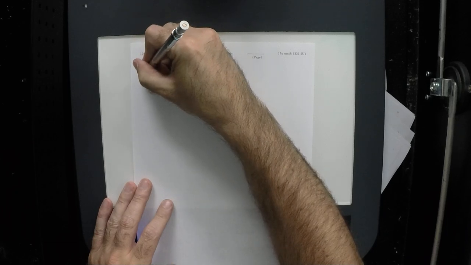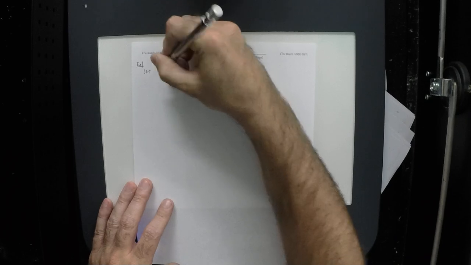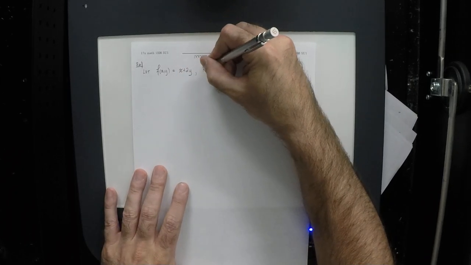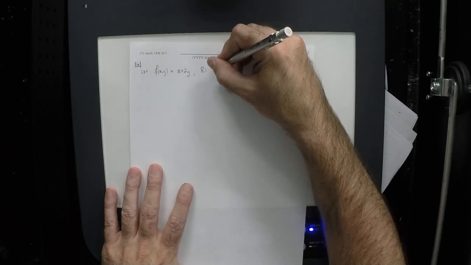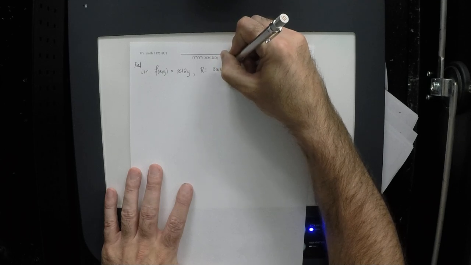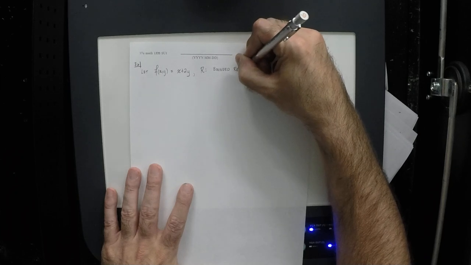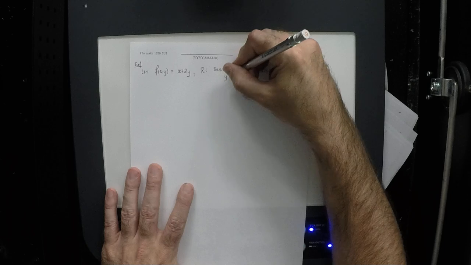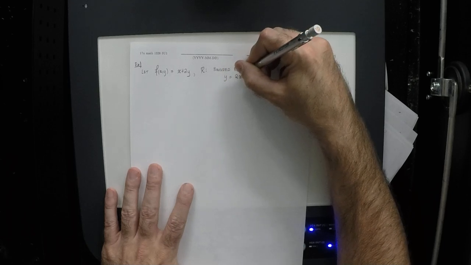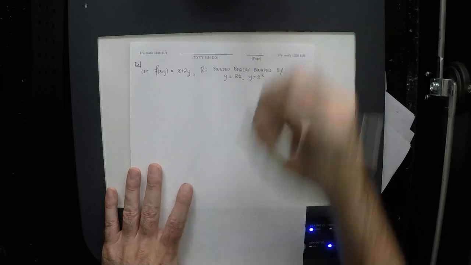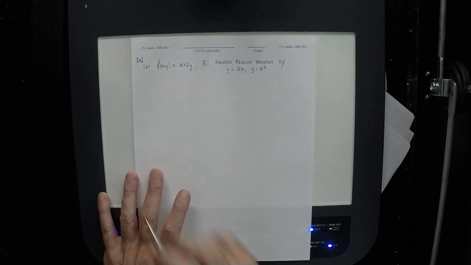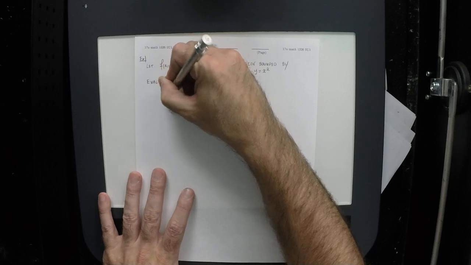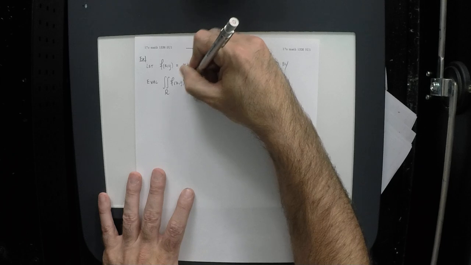So let f of x and y be x plus 2y, and let R be the bounded region, which is bounded by, that's a little clumsy to say, isn't it? y is 2x, and y is x squared. So that's the setup. I want you to evaluate the double integral over R of f of x and y dx dy.